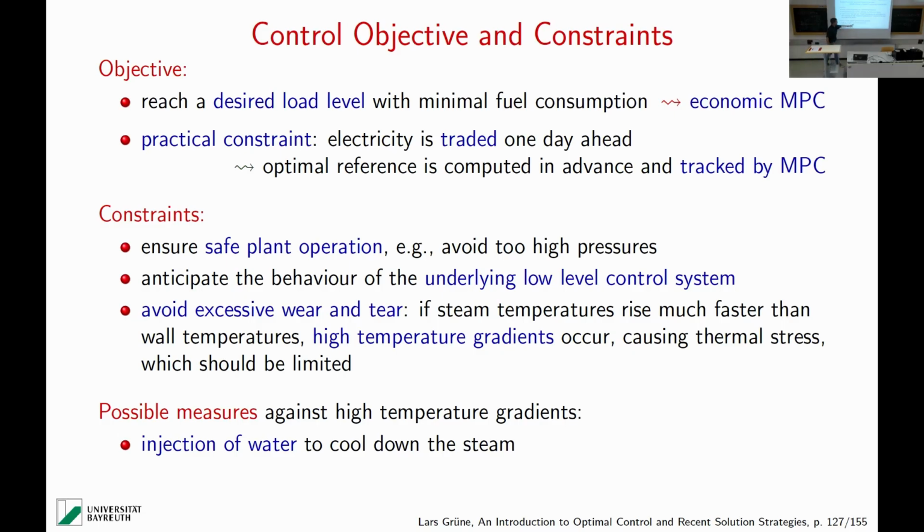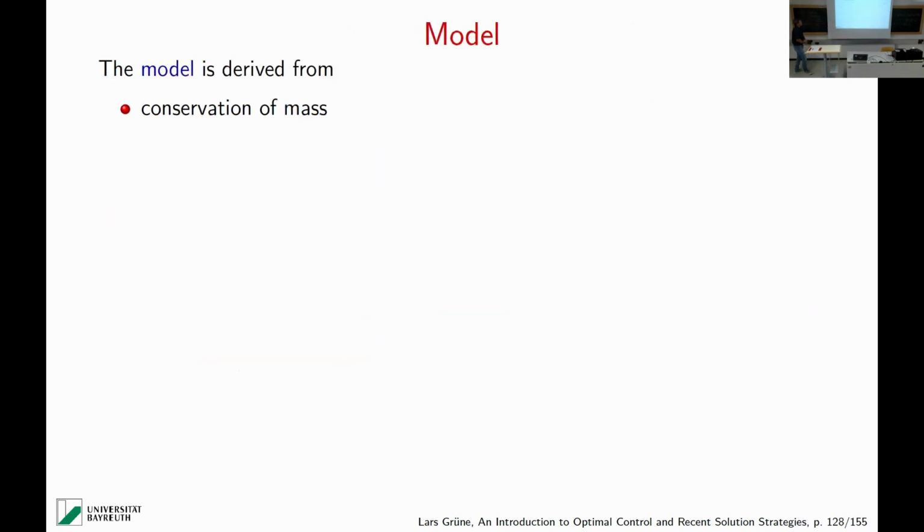There are several measures that one has here to avoid these high temperature gradients. You can inject water to cool down the steam if necessary, or you can just ramp up the gas turbine in a slower mode. Both is not really what we want, because injection of water to cool down the steam means that we are essentially wasting energy, and this is somehow against the flexibility that we want. We want it to be fast, right? So both methods can be used, but they should be used with care here.